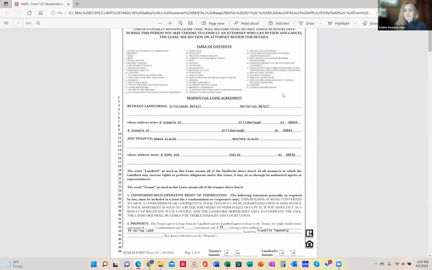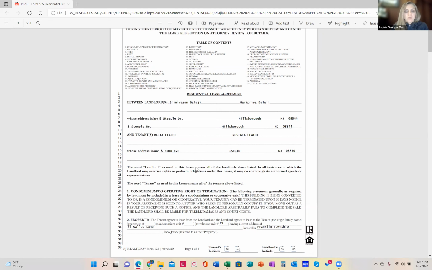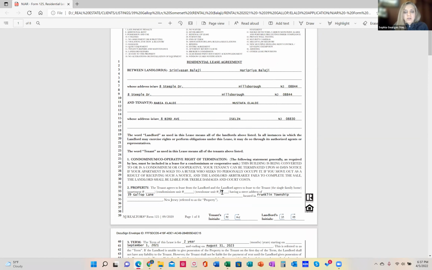There we go. So you can see I had the landlords and the address where they reside. They're living somewhere else, so this is a different address. Then the tenants' information, and the property information, like where the property is located that they're going to lease.